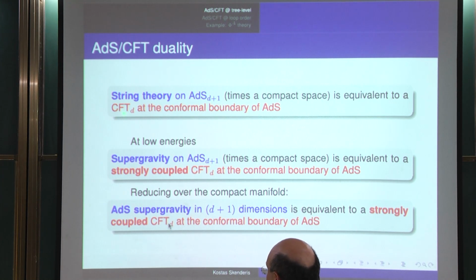On the CFT side, so far I'm considering the CFT on the conformal boundary of AdS. In a sense, the CFT knows about the compact space. For instance, the fact that N equals 4 Yang-Mills is due to AdS5 times S5. N equals 4 Yang-Mills knows about S5. And more generally, one can understand exactly what the CFT has to do in order to encode the compact space.